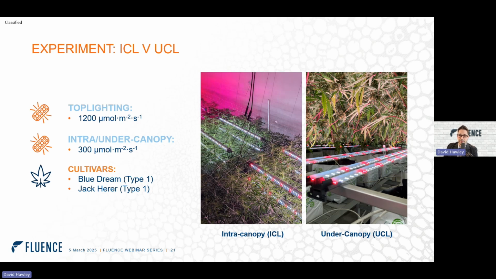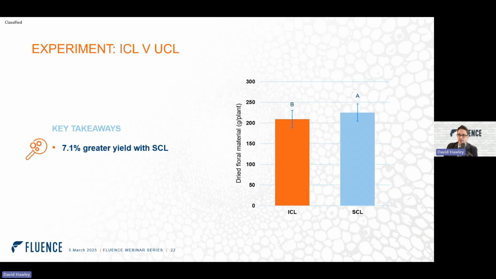Again, I'm communicating it this way so it's easier to understand, but know that we normalized the study based on total flux rather than PPFD. And what we saw, which was pretty interesting, was that, in fact, subcanopy light or undercanopy light actually yielded 7.1% higher than intercanopy light. To put it in more general terms, whether or not intercanopy or subcanopy is better really depends on what's going on with the rest of your cultivation.